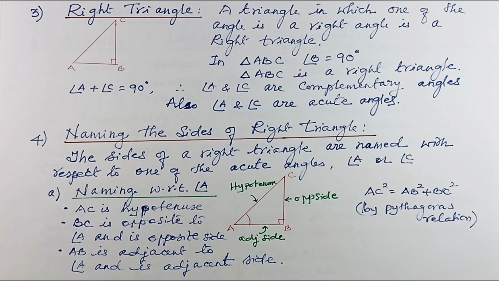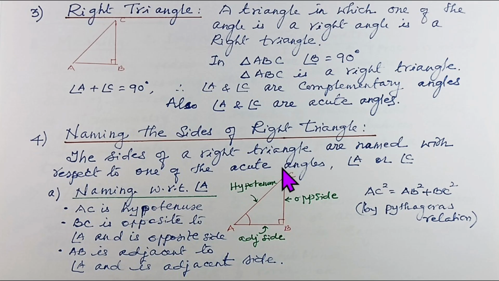Now, before we proceed with the study of trigonometry, let us understand a few important basics. For example, what is a right triangle? We already know a triangle in which one of the angles is a right angle is a right triangle. So, triangle ABC is a right triangle because angle B is 90 degrees. Now, the sum of angle A and angle C is 90 degrees. We say angle A and angle C are complementary angles, and also they are acute angles because both of them are less than 90 degrees. Remember that.